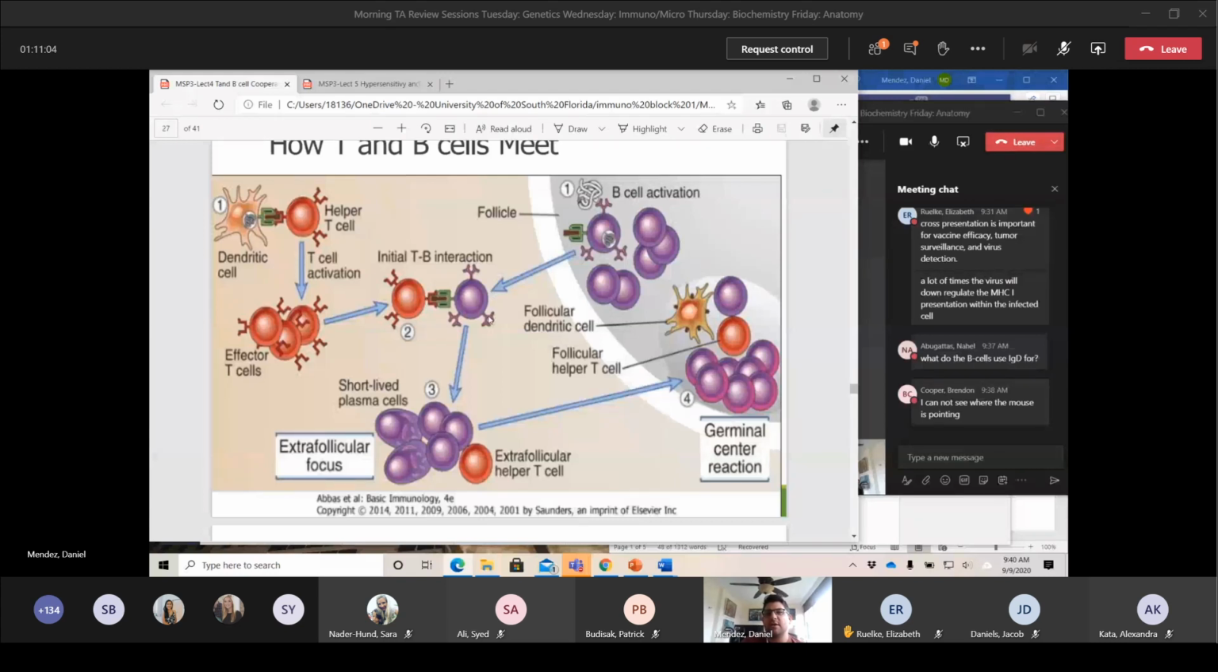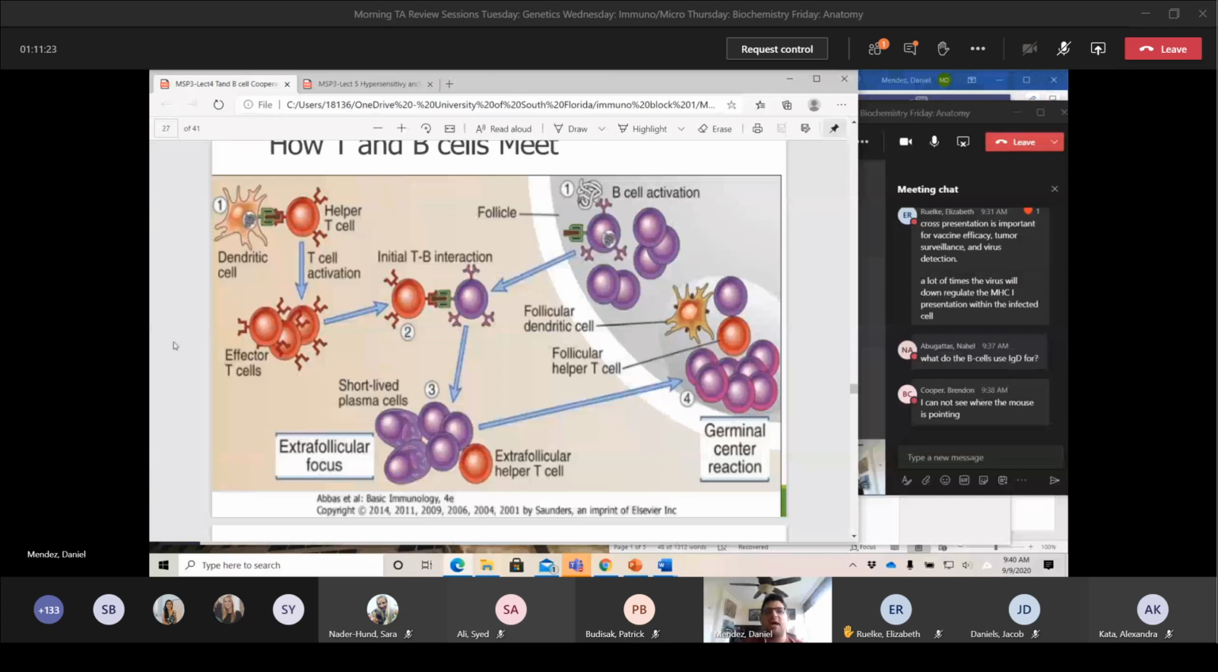So at this point, number two is going to allow us for class switching. So two is going to allow us for isotype switching. Because of this interaction between a CD4, so a helper T cell, and a B cell, we will actually be able to create different types of immunoglobulin. So this is where the interaction occurs.